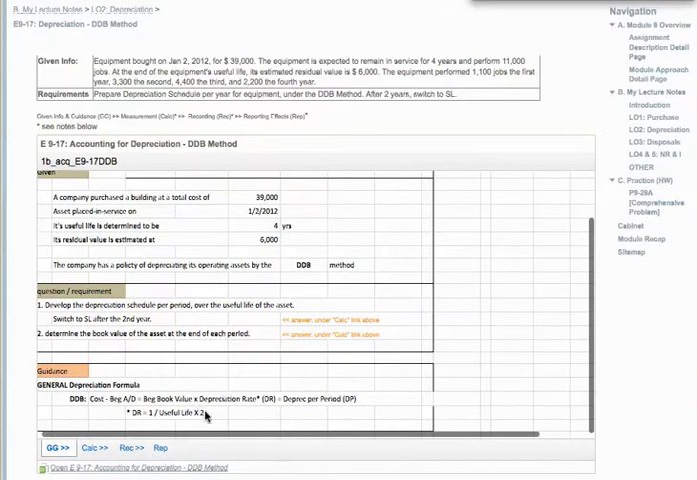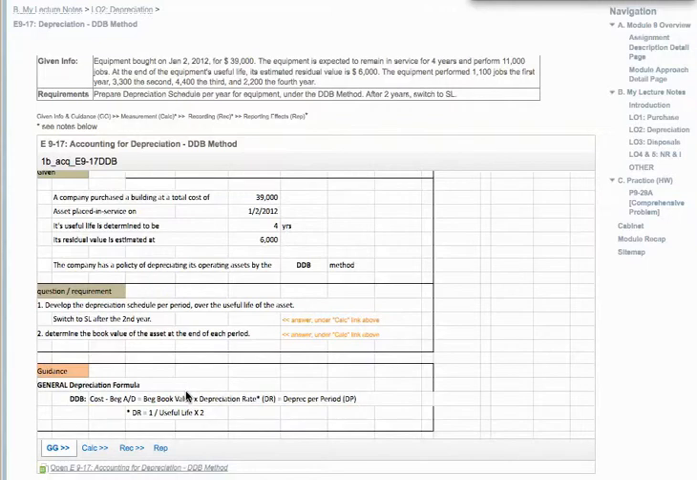Keep in mind that down here I've given you some guidance for how to solve the problem. Cost minus beginning AD, AD meaning accumulated depreciation, equals beginning book value, times the depreciation rate, which happens to be 1 over the useful life times 2, and that will give you a depreciation per period. Given that, we go now to the second tab here, calculation.